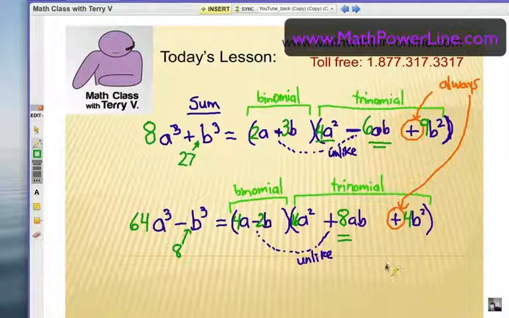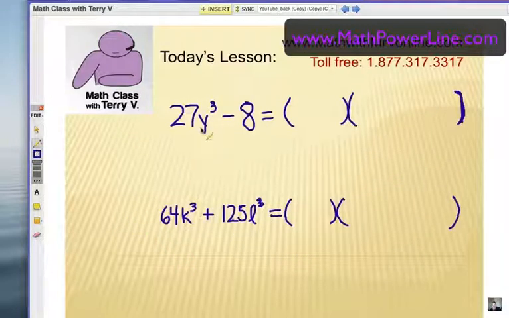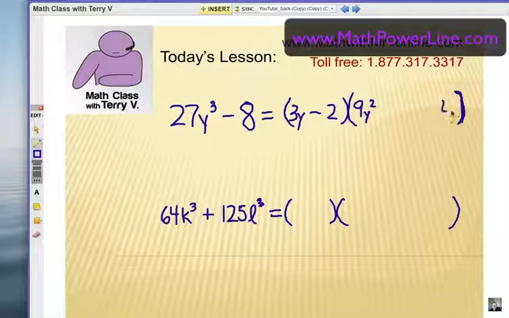All right, I've thrown a lot at you, but I want you to come back to this frame if you need to. Let's try some examples. 27y to the third minus 8. That's a perfect cube. That's a perfect cube. So the cube root of 27y to the third is 3y. And the cube root of 8 is 2. Match the sign. Now we're going to square 3y, and 9y squared goes here in the trinomial. I'm going to square the 2, and that will be 4.